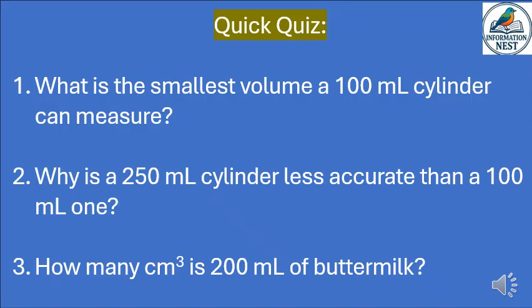Question number 3. How many centimeter cubes is 200 ml of buttermilk? Time for a quick conversion trick. 200 centimeter cube, because 1 ml is equal to 1 centimeter cube. So 200 ml is equal to 1 times 200, which gives you 200 centimeter cube. Easy peasy. If you ever forget the milliliter to centimeter cube conversion, just remember milliliters and cubic centimeters are volume twins. Same value, different names.